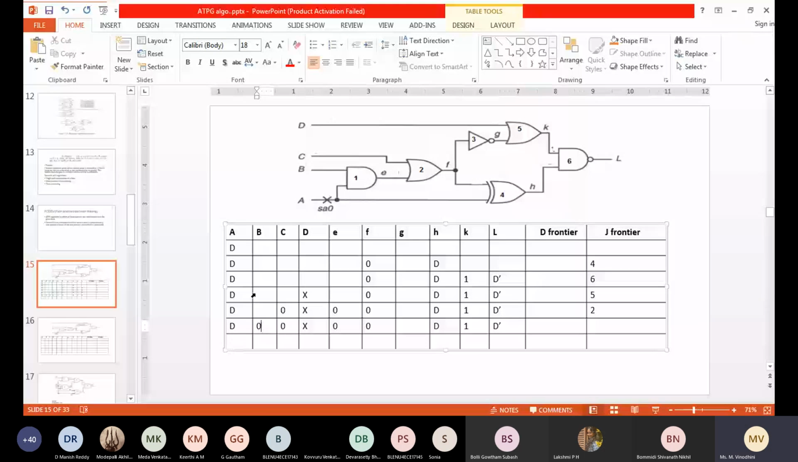Now finally, what is my test vector A, B, C, D? A, this is a fault D, but how did I activate the fault? By keeping A as 1, B is 0, C is 0, D is X. 1, 0, 0, X is my test vector. Our last step also here it will be 1.